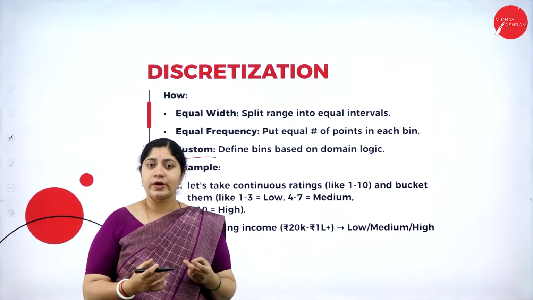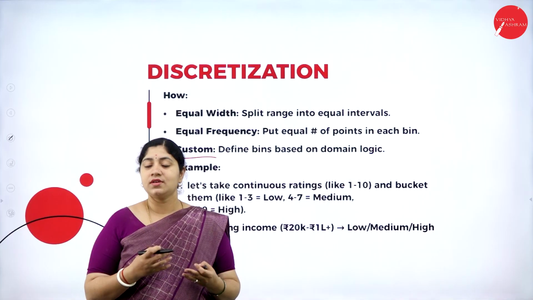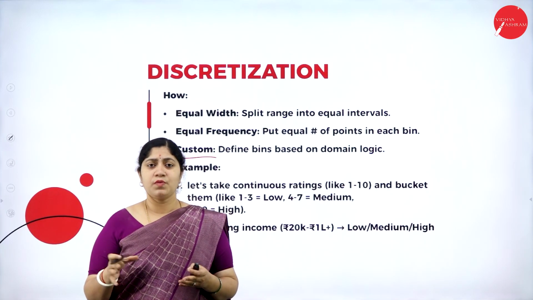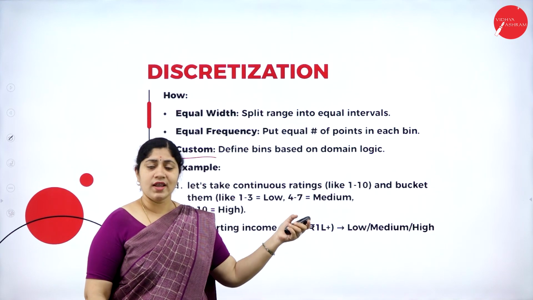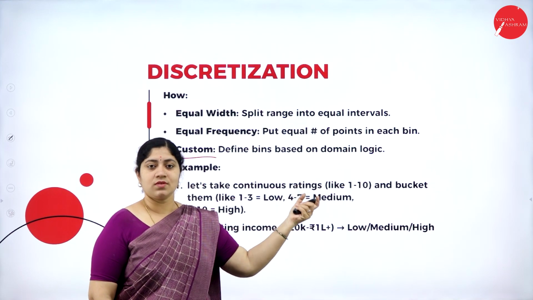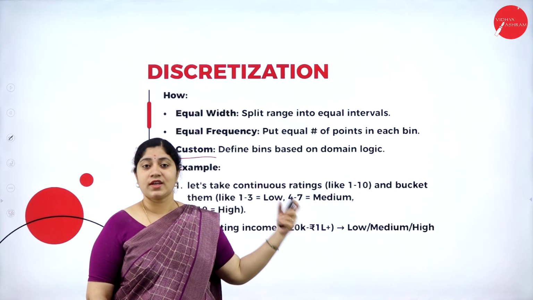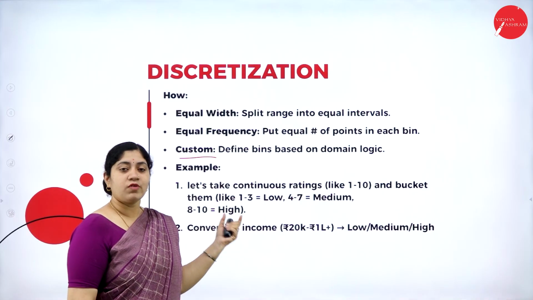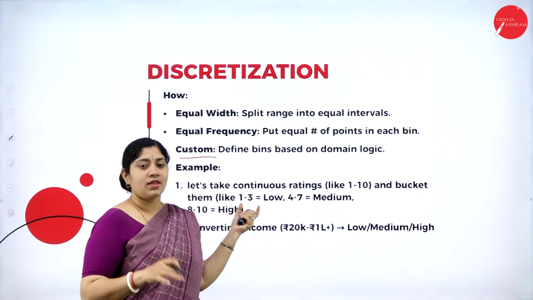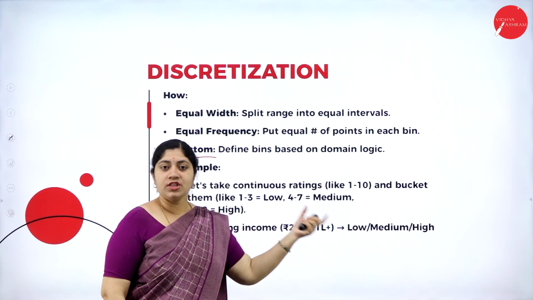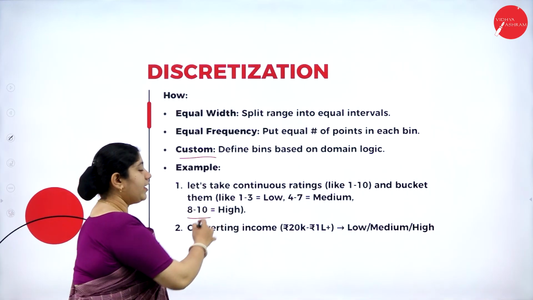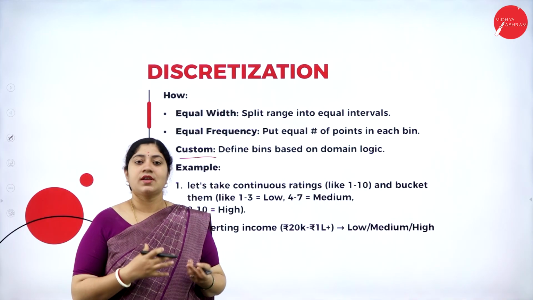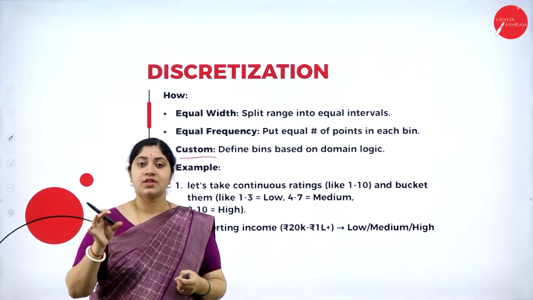Let's consider one more example and understand this in a better way. Let's consider the continuous rating of a movie from 1 to 10 and let's bin it, or we can also say categorize it, in various factors. We can consider 1 to 3 as low, then 4 to 7 as mid-range. Also, 8 to 10 can be considered as a high rating, isn't it? Yes, that's a simple example of discretization.